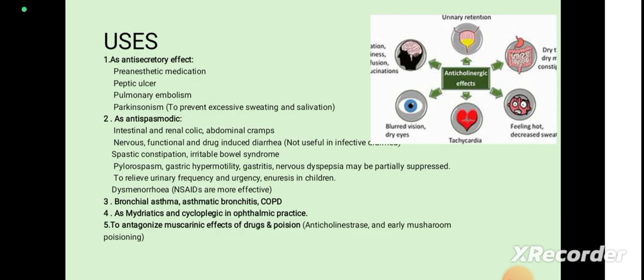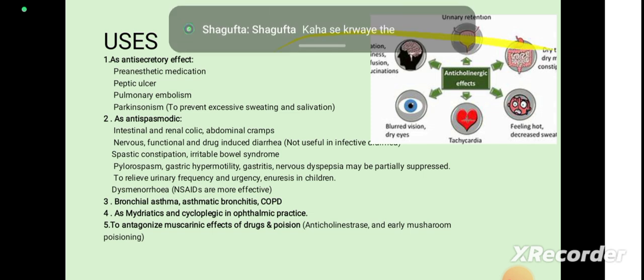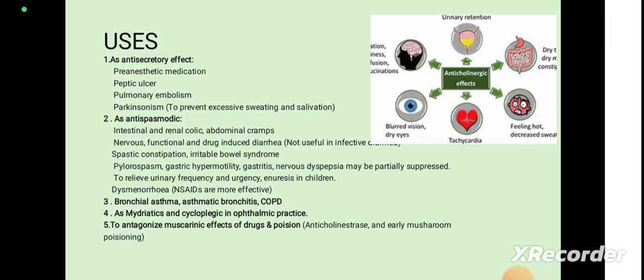Now we come to the uses. As an anti-secretory effect, in pre-anesthetic medication, peptic ulcer, pulmonary embolism, Parkinsonism. Then these are used to prevent excessive sweating and salivation. As an antispasmodic: intestinal and renal colic, abdominal cramp, nervous, functional, and drug-induced diarrhea. Not useful and effective.